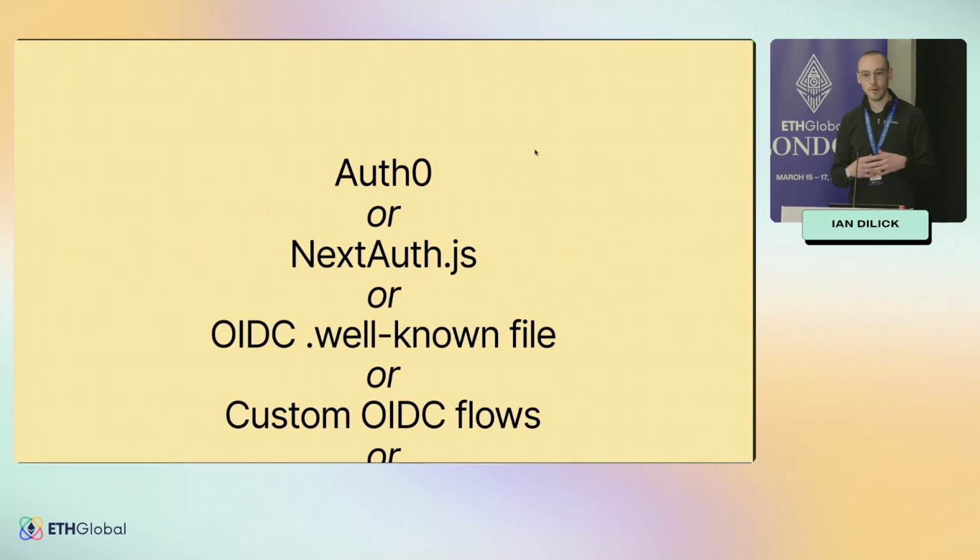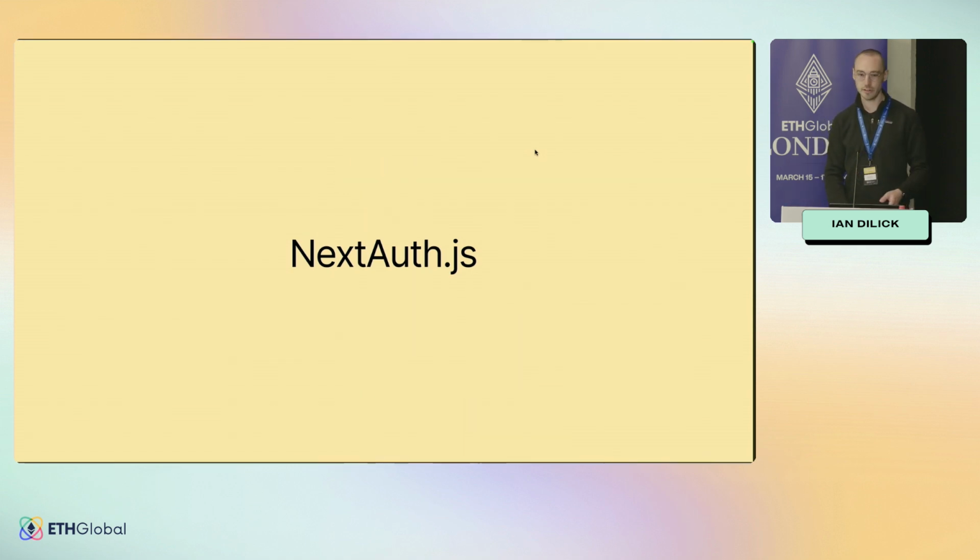And there's lots of different ways you can integrate sign-in with World ID. You can use our Auth0 integration if you already have other sign-in methods with that provider. You can use Next.auth.js. You can directly use some other OIDC library and use our OIDC well-known file to configure that easily. You can custom implement the OIDC flows. But I'll walk through how you can do it with Next.auth.js, which is what our sign-in template repository uses.